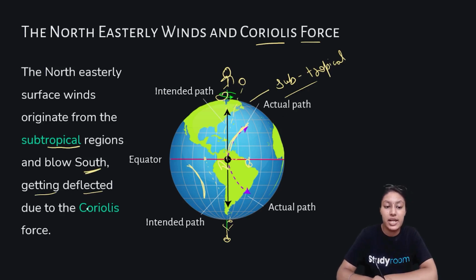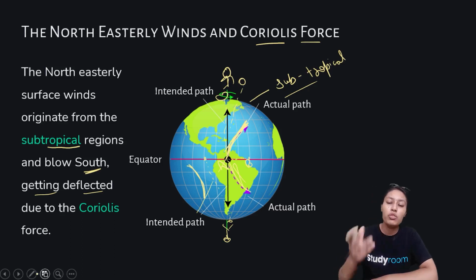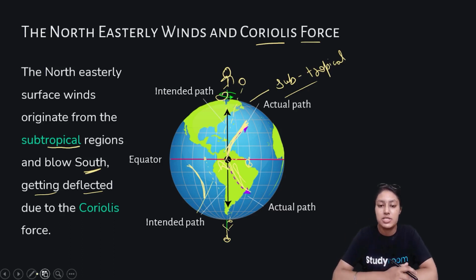Affected and deflected due to Coriolis force means that the wind moves towards this direction, and in the south it moves towards this direction. It should be like this, but it moves towards this direction due to the Coriolis force, due to the movement of the earth's surface. So they differ from their actual path and the path they intended. They move slightly opposite. If the intended path is here, their actual path will be here, which means opposite. So this is basically Coriolis force.